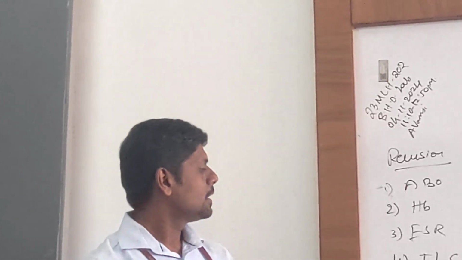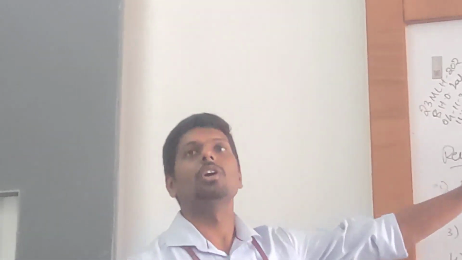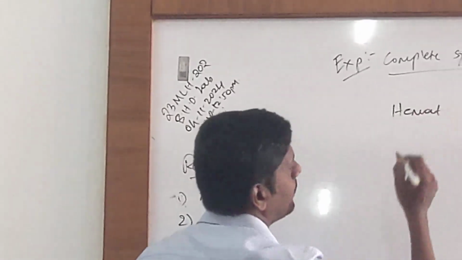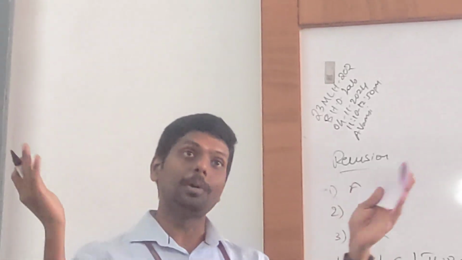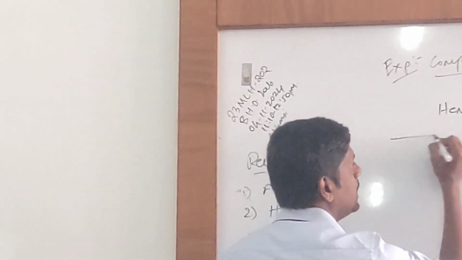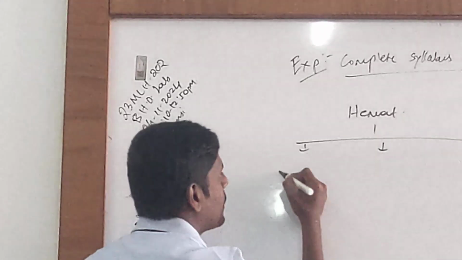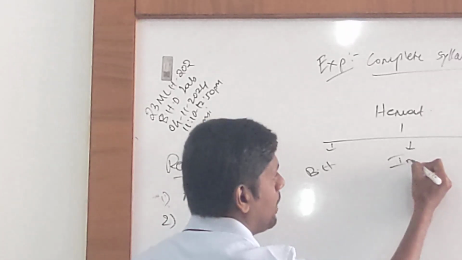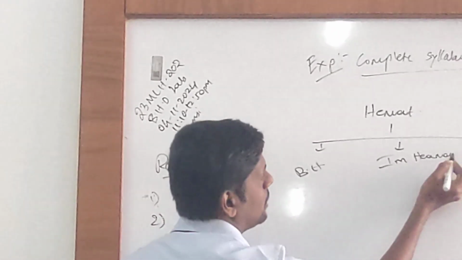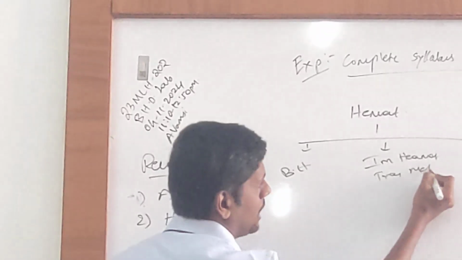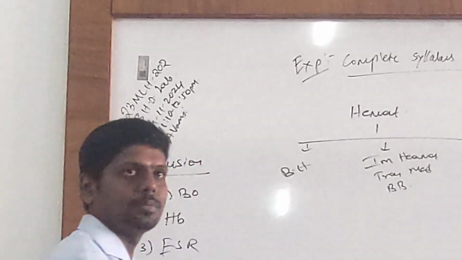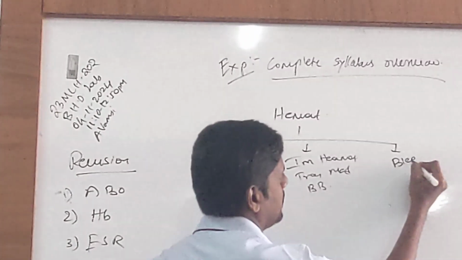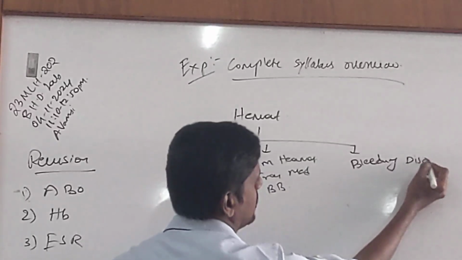So, a quick overview of all lab tests. Listen. In hematology, we have three major branches, if you remember my first lecture. What are those? Basic hematology, then immunohematology, which is also called transfusion medicine, or blood banking. Very good. Next one is bleeding disorders.